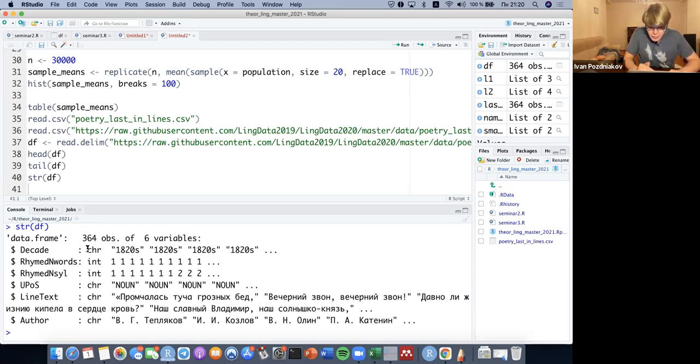Okay, for example, this is imported as character because there is an S here. It's not just 1820, but 1820s.